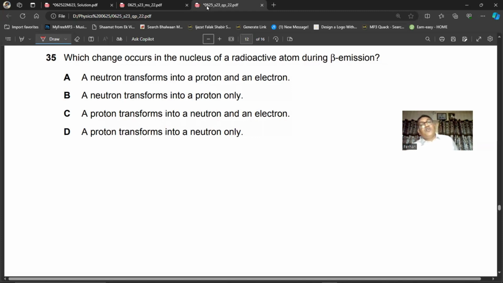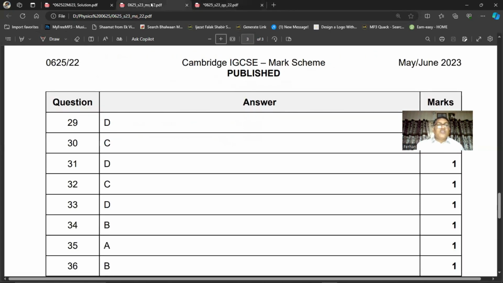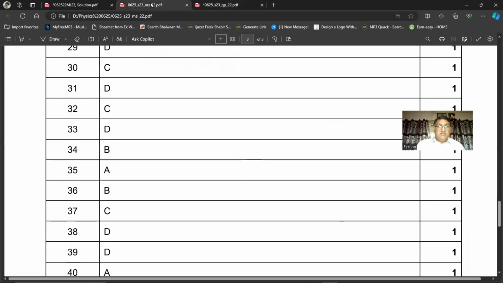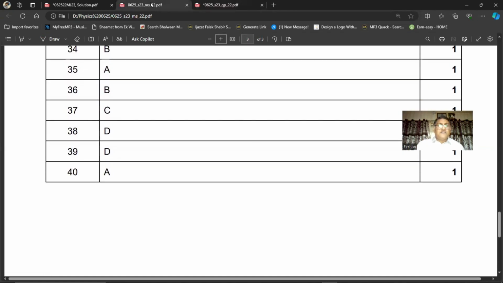A neutron transforms into a proton and electron. That is the 100% true fact. A neutron transforms into a proton only? No. A proton transforms into a neutron and an electron? That is not right. A proton transforms into a neutron only? If you read what actually happens when beta emission happens, a neutron in the nucleus breaks and it converts into an electron and a proton. So that's a very famous fact, that 35, A is the right option. So question number 35, A is the right option.